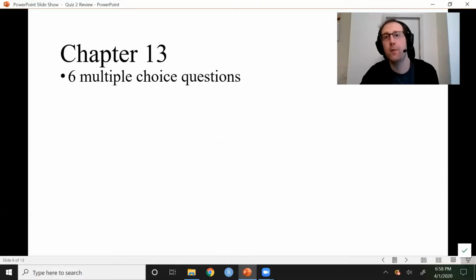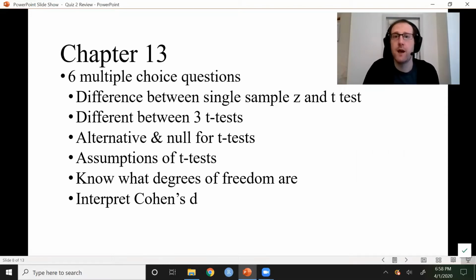All right, chapter 13 on the Z and T tests, there will be 6 multiple choice questions. You should know the difference between a single sample Z and single sample T test. You should know the difference between the 3 main T tests that we talked about. You should know what an alternative and a null hypothesis would be for a T test if I give you an example. You should know the typical assumptions of T tests, know what degrees of freedom are and how they apply to T tests and how you interpret T tests. And also you should know how to interpret a Cohen's d value, right?